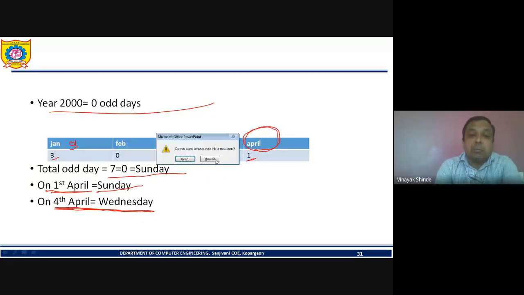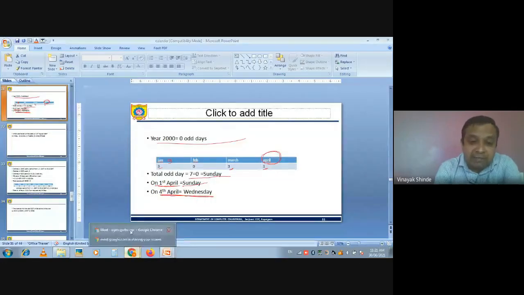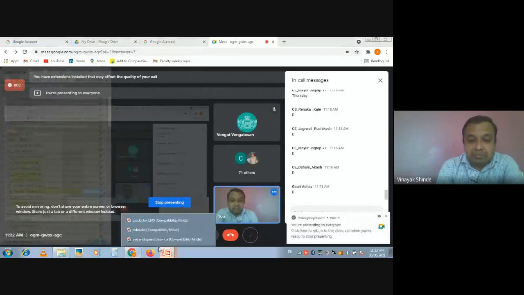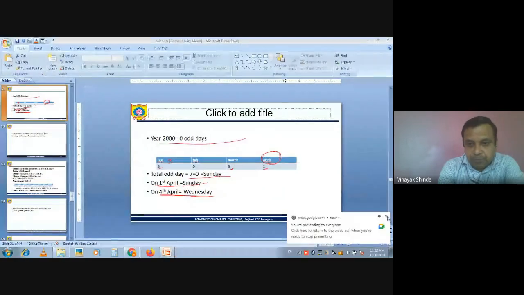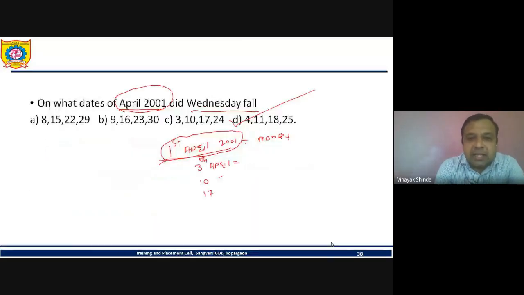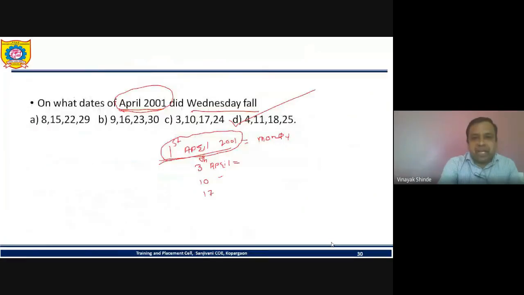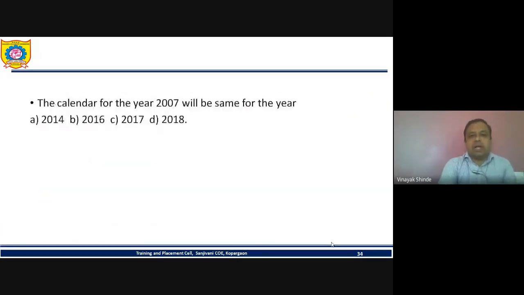Do use this logic, because as I told you, there are various methods available on YouTube, but every method is not applicable for every kind of problem. Use the concept of odd days. If you use the concept of odd days, you can find out the correct answer. Now this method seems to be lengthy. Right now you may feel that this method is lengthy, but as you go on practicing such problems, it requires 15 to 20 seconds, and you'll get the correct answer. Right? Now go for next.